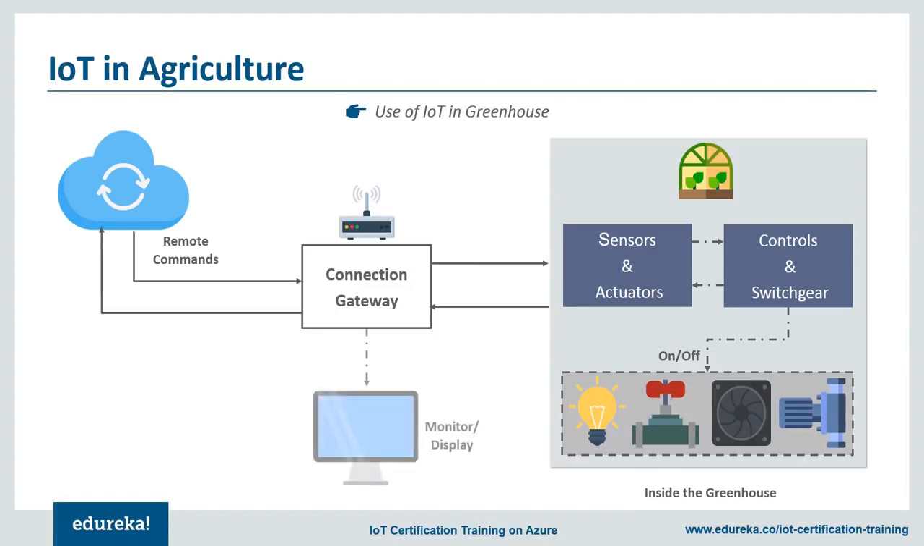What more? From the connection gateway, as you can see, there is a monitor through which 24/7 real-time monitoring has come into effect. Also, you could use any smart device to remotely monitor the conditions inside your greenhouse. So, with elimination of irregularities and human errors, this creates a much more efficient system. So, with that, we conclude the role of Internet of Things in agriculture.